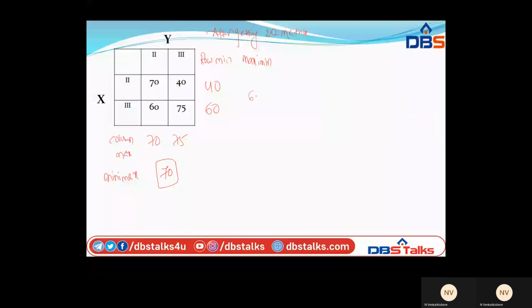Again, maxi min is not equal to mini max. Then what we need to do? Since it is 60, it is not equal to 70. Now what we need to do? In the last class we solved the same condition. Now let us go for the algebraic method.